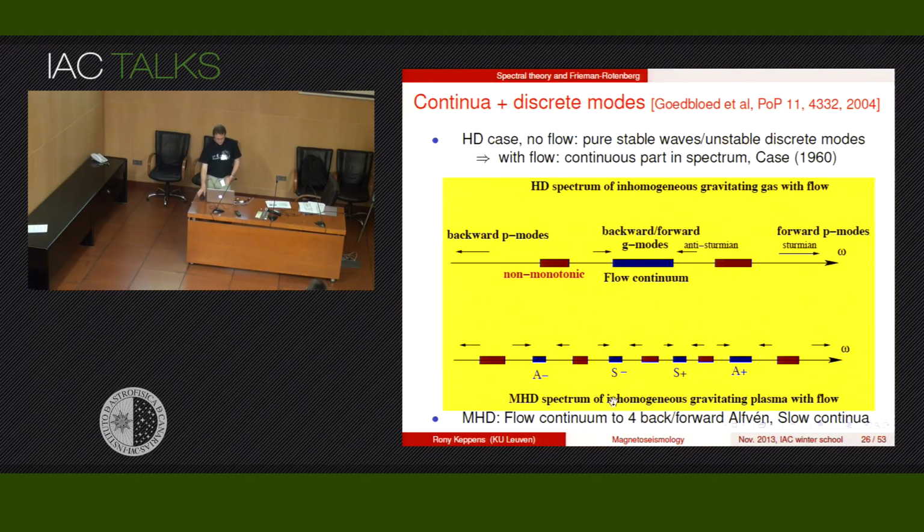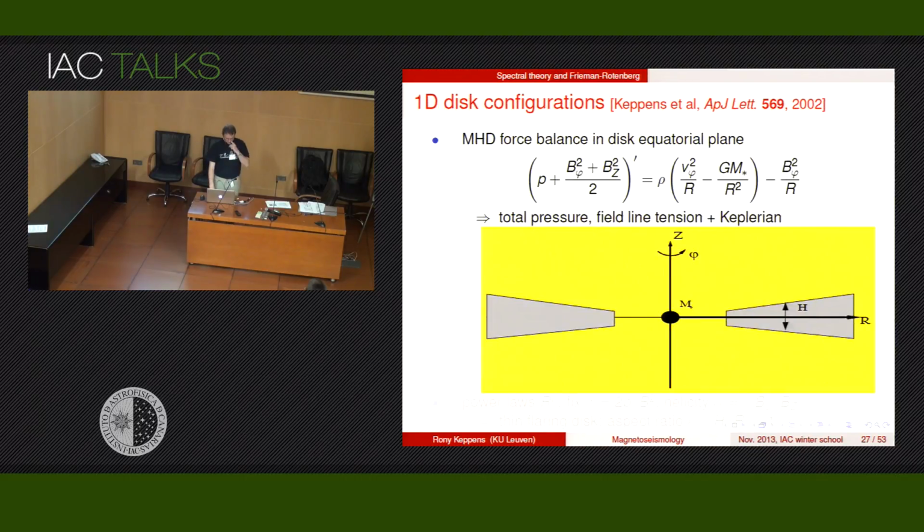The MHD picture is much more complex. We now have no longer a flow continuum, but four ranges of continua, the backward and forward shifted Alfvén and slow continua, and then all the possibilities to accumulate with discrete modes towards infinity and towards any of these continua. And then, in addition, the possibilities to go into the complex plane due to shear flow effects. That being said, I have only 5 minutes.